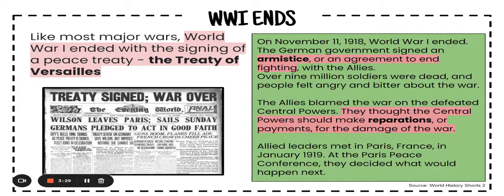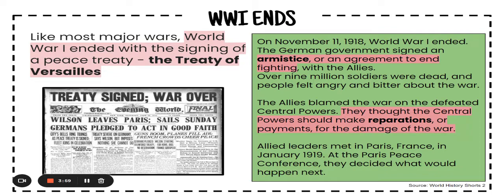Over 9 million soldiers were dead, and people felt angry and bitter about the war. The Allies blamed the war on the defeated Central Powers. They thought the Central Powers should make reparations, or payments for the damage of the war. Allied leaders met in Paris, France in January 1919. At the Paris Peace Conference, they decided what would happen next.